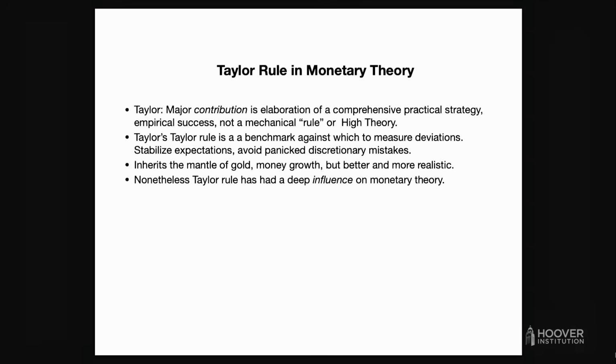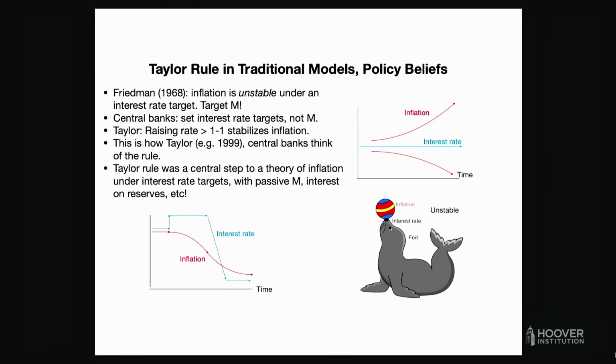It inherits, in some sense, the mantle of other rules, but it's better and more realistic. Yet beyond that contribution, here's where we took it in monetary theory. Let's go back to Milton Friedman, 1968. On page 2 of his speech, he told us that there's a problem with interest rates. If you have an interest rate target, inflation will be unstable. And I drew a little diagram of what unstable means, my little seal with the ball on its nose.